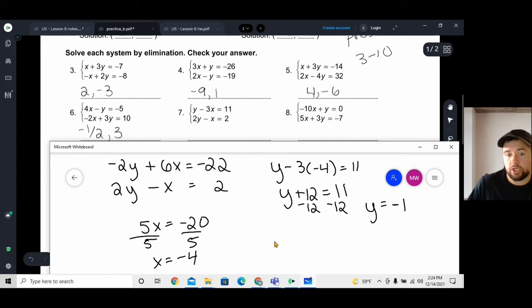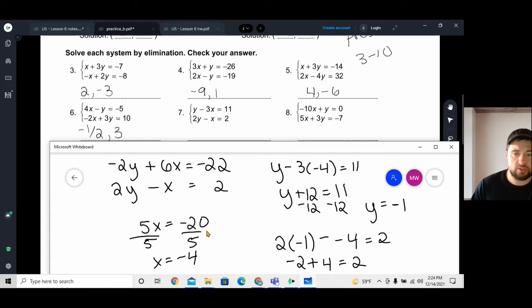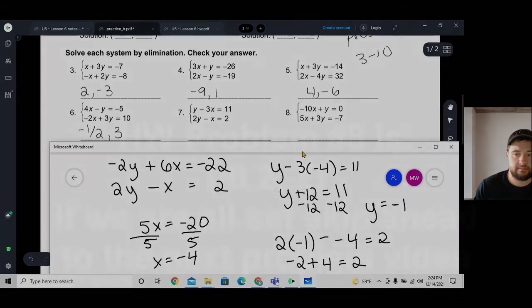We're going to check that against our second equation. Okay, so 2 times negative 1 minus negative 4. Does that equal 2? 2 times negative 1 is negative 2. Minus negative 4 is the same as adding. And negative 2 plus 4 does equal 2. So we know our solution is correct.